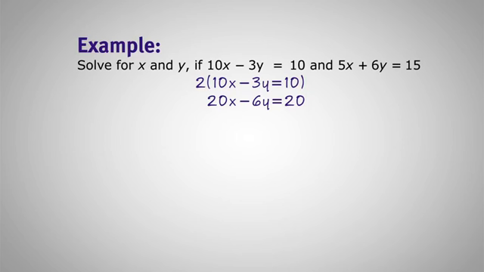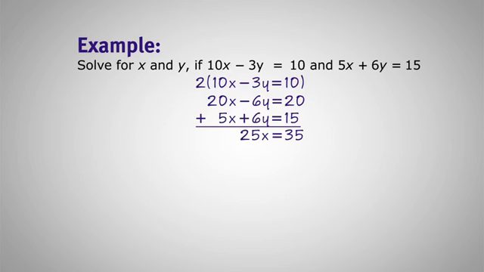Note that we haven't changed the equation at all. What we've done is created an equivalent equation in a different format that's going to be easier for us to work with. Now, let's line up the two equations. 20x minus 6y equals 20 above 5x plus 6y equals 15. Now that they're lined up, we can add like terms. 20x plus 5x equals 25x. The y terms drop out because -6y plus 6y equals 0. And on the right-hand side of the equal sign, we have 20 plus 15, which equals 35.